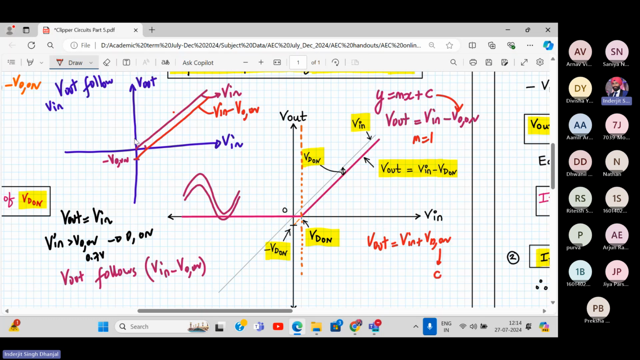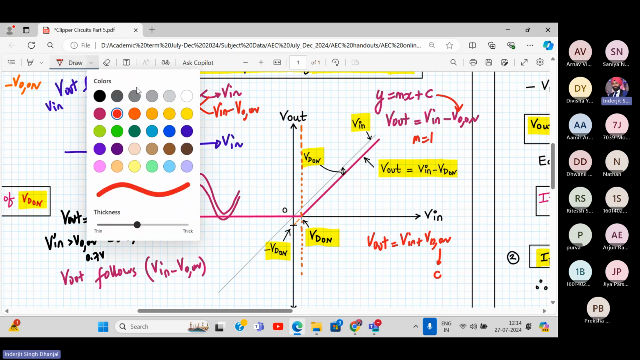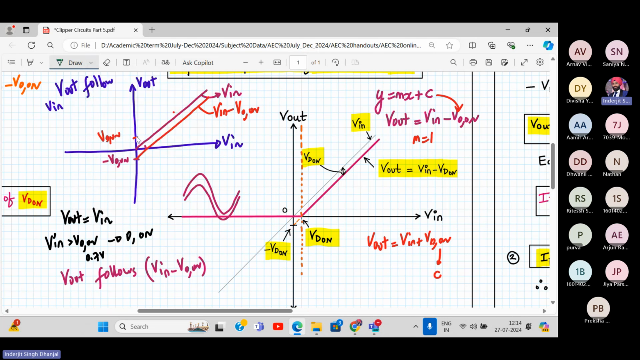So I can see over here, this was VD on. Okay, so I would have drawn a green line. Let me use green color like this. It will be the same line, parallel to the V, but this will be V plus VD on. Okay, understood this now, everyone?